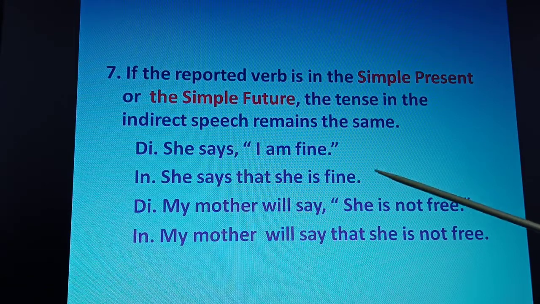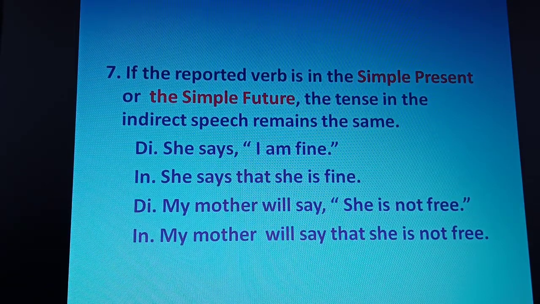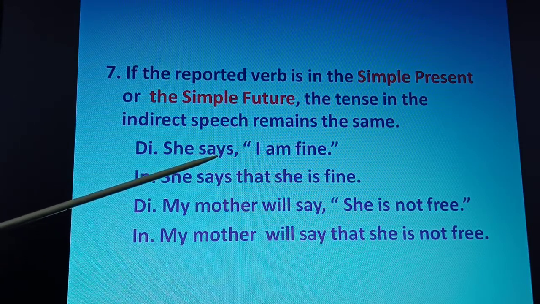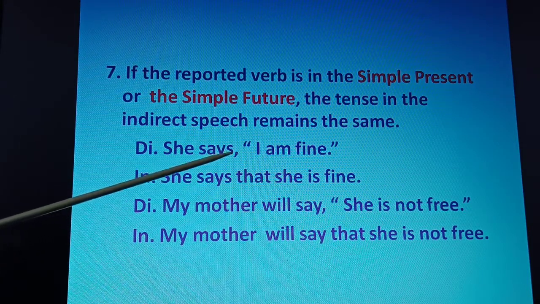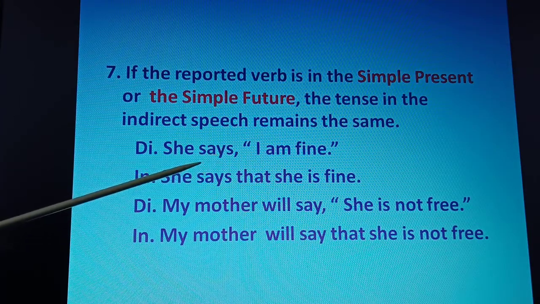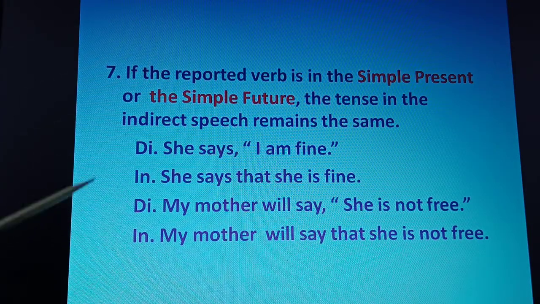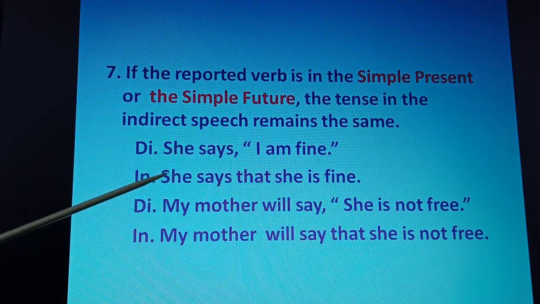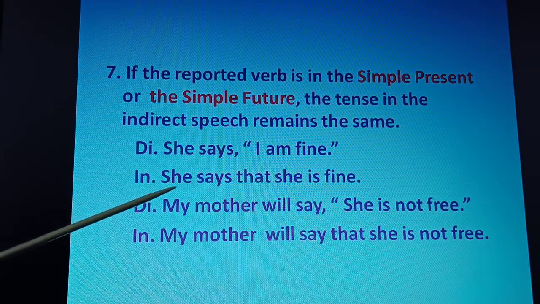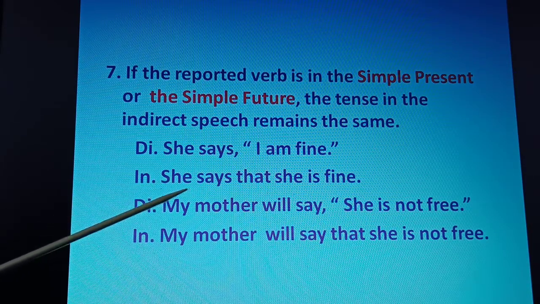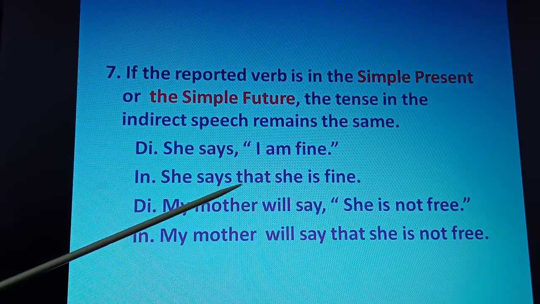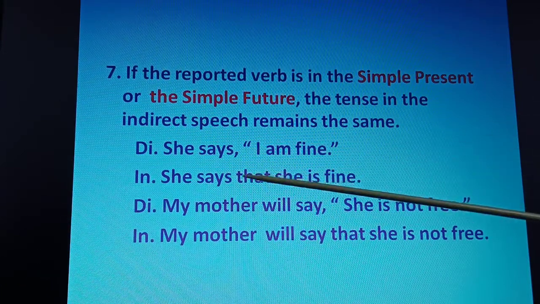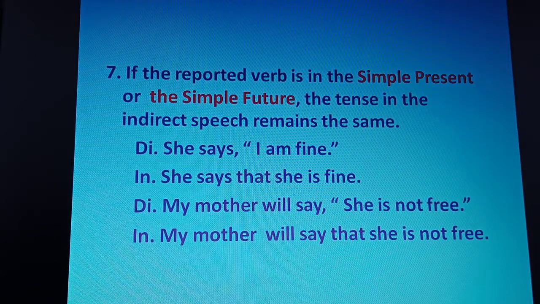For example, she says, "I am fine." Here which is the verb? She says. Says is the verb in the simple present. She says, "I am fine." In indirect, it will not be she told or she said, as we have learned so far. Here it will remain says. She says that she is fine. Here she was fine will not come because the reporting verb is in the simple present.